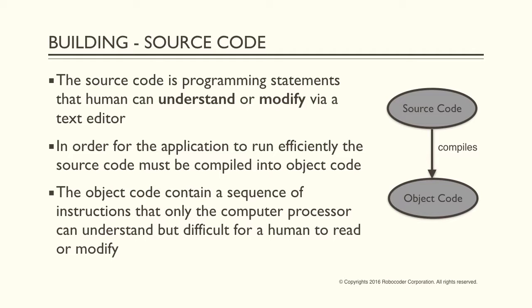In order for the application to run efficiently, the source code must be compiled into object code. The object codes contain a sequence of instructions that only the computer processor can understand, but difficult for a human to read or modify.